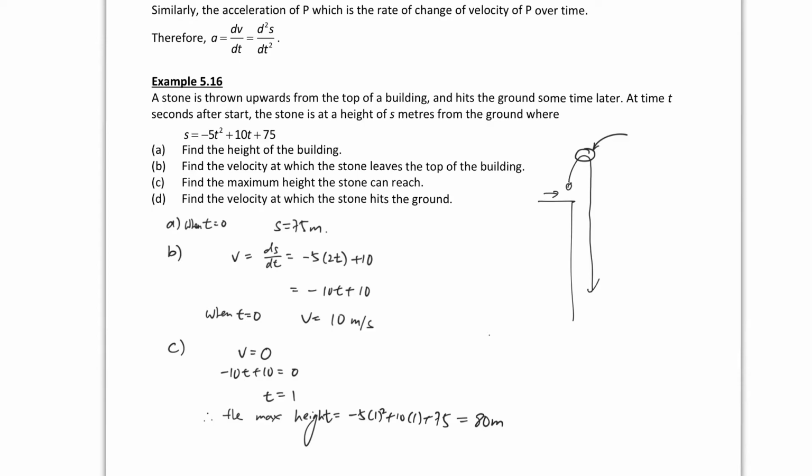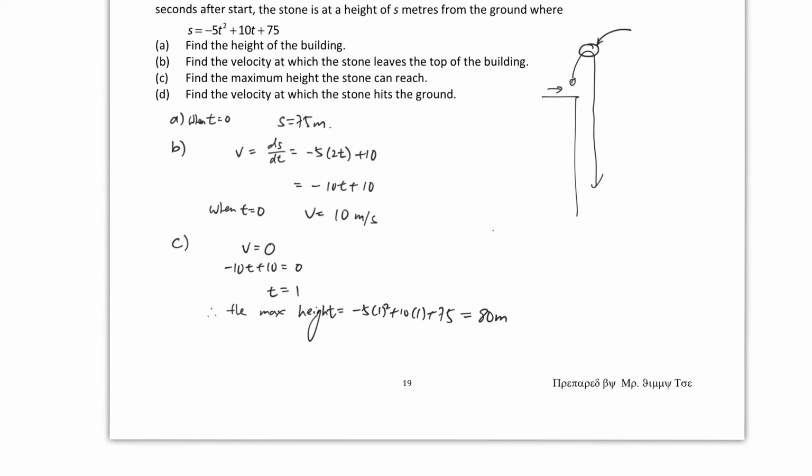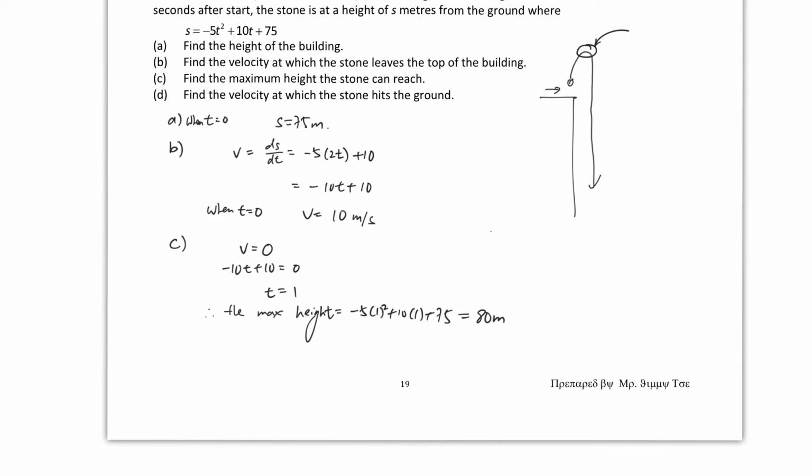The last part, you need to find the velocity at which the stone hits the ground. That means you need to find the value of t at which the stone is at the ground. What can I do? I know the initial height is 75, so you need to find t first. If you recognize s is the distance of the stone from the ground, then if the stone hits the ground, s is equal to 0.